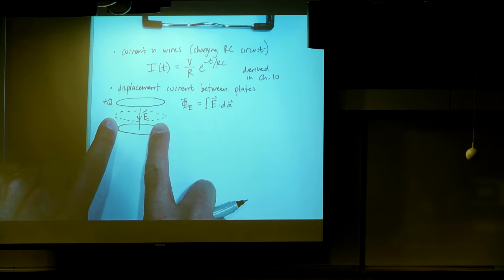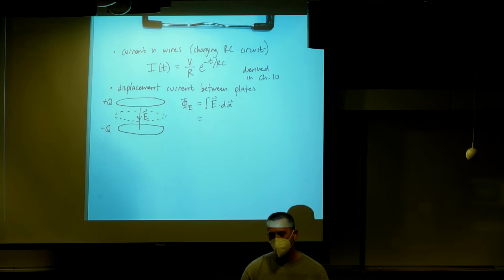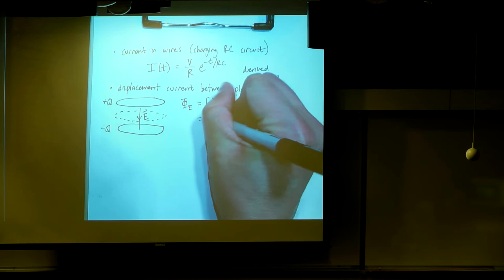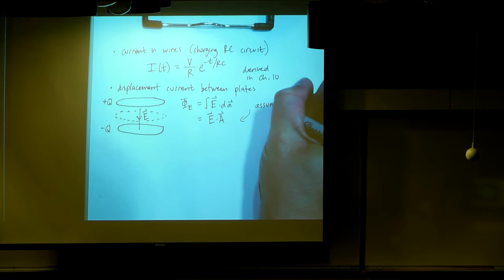Now, what we typically do when it comes to the E field in between the plates of the capacitor is we assume that it's uniform. We know in reality it leaks out the edges and sort of bends at the edges, but let's just assume to a good approximation that it's uniform. If that's the case, then I don't actually need to do this integral. I can just say it's E dot A, rather than some sort of integral over the surface. And again, what we're doing here is assuming a uniform field.